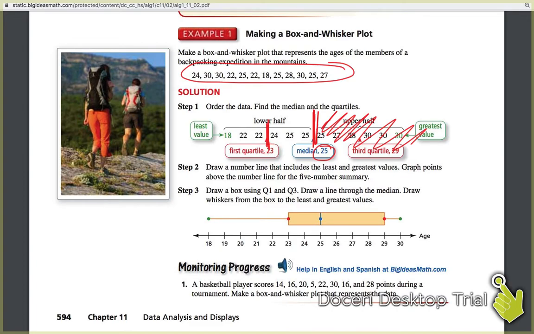Now we go back and we ignore the lower half and we do the same thing on the upper half. Exactly in the middle here. And so we've got Q3 is 29.